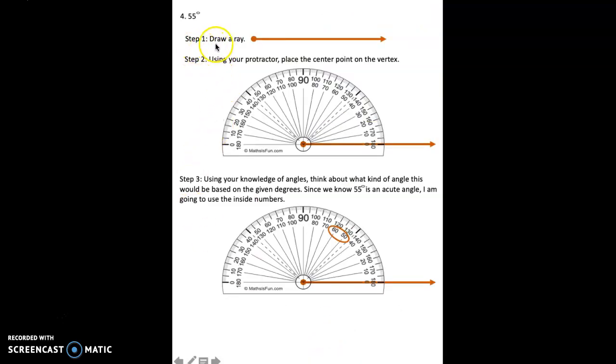So step 1, draw a ray. Here's my ray. Step 2, using your protractor, place the center point on the vertex. Here's my center point on the vertex, and my ray is lined up with 0 degrees. Step 3, using your knowledge of angles, think about what kind of angle this would be based on the given degrees. Since I know 55 degrees is an acute angle, I'm going to use the inside numbers. Over here, the smaller numbers.